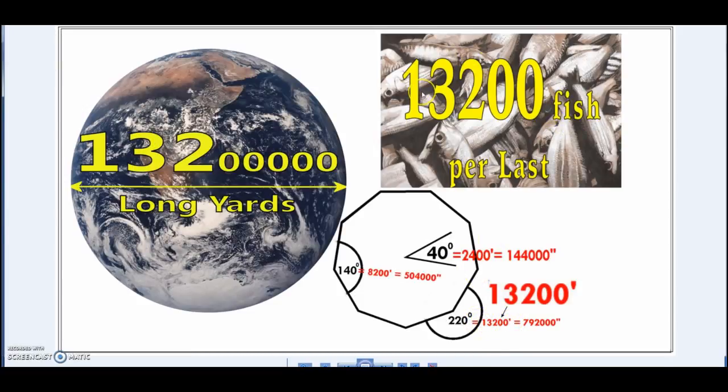These old systems of measure, so for instance, 13,200 fish was like an official measure back in the day before we went pure metric. Last was, and even that is another reference to the diameter of the Earth using the long scale or the Persian scale.